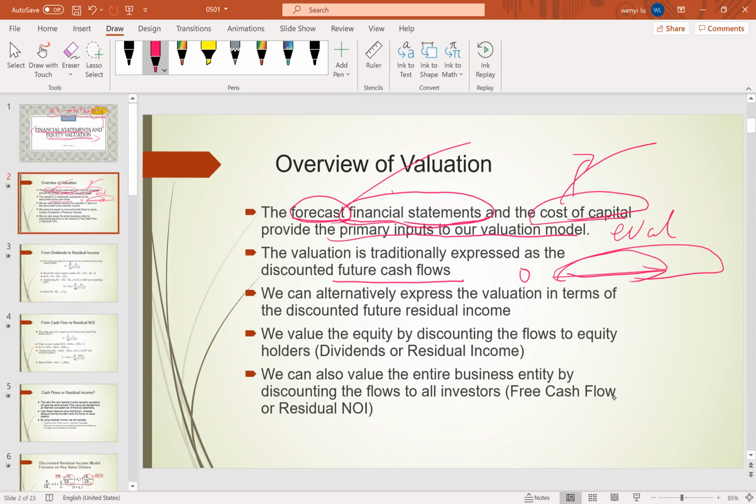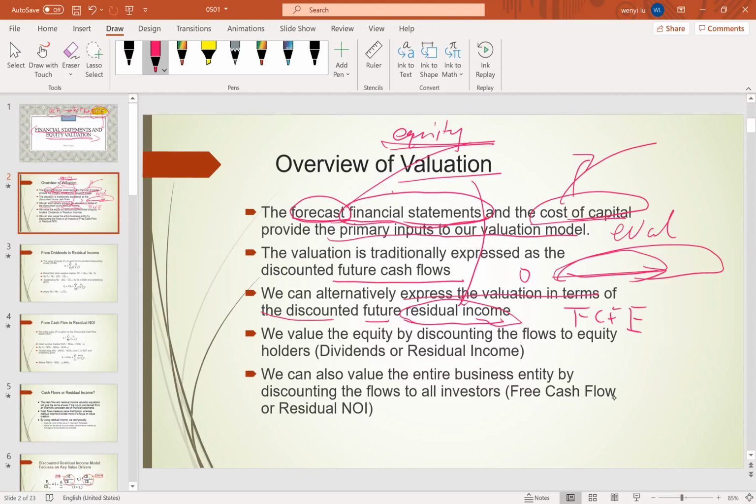We can also express the valuations in terms of what? Discounted future residual income. Our goal is to do the equity valuations. The equity holders have the residual claim on what? Income. So after you pay the tax, the interest, and the preferred stock dividend, what is left is called residual income. Residual income is the equity holders' income, so you can discount the residual income in the future years. Then the present value is the equity value. This is called the free cash flow to equity model. You can see these details in today's class.